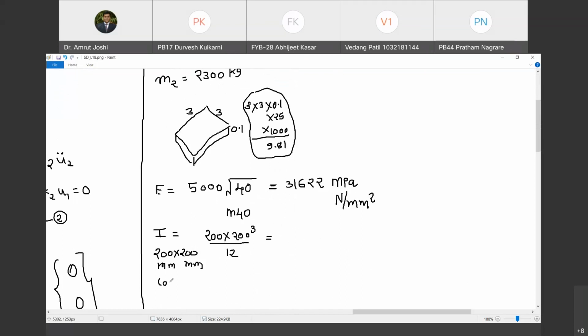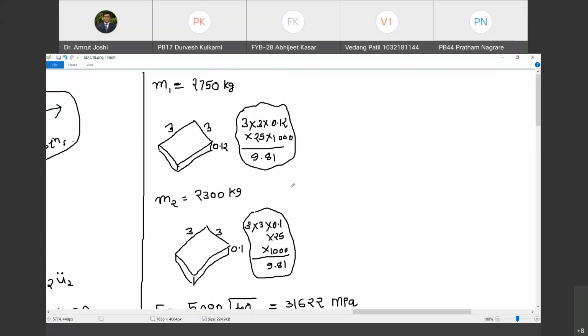It is coming 133 into 10 raised to 6, that is 1.33 into 10 raised to 6. Leave that decimal, into 10 power 6 and that is in mm raised to 4. Do you agree with me? Yes. This is given data. Do not get confused later about where these values come from. We are now in the process of setting up the problem. We are trying to give some meaningful values to M1, M2, EI. Are you with me?